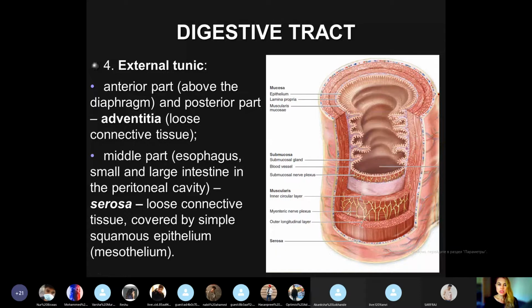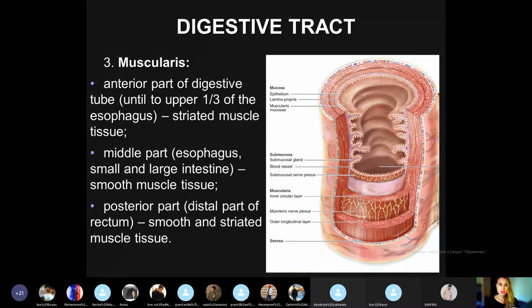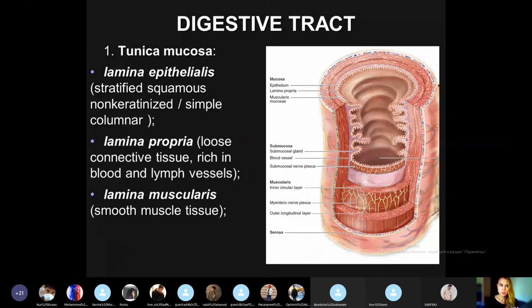Okay, one more time, guys. So that was the general plan of the digestive tube, or the alimentary canal. That means that all organs, the esophagus, stomach, and small and large intestine, are represented by these four tunics. But as you might have noticed before, different organs have their own structural features.